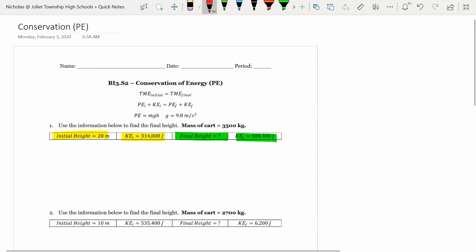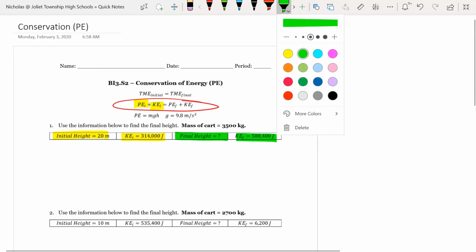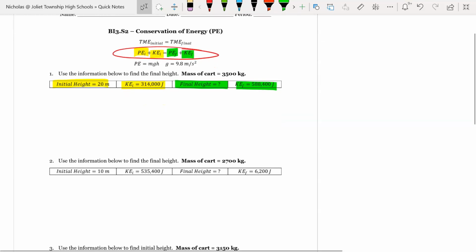kinetic energy. If you look at our equation here, because energy is conserved, if we take the initial potential energy and the initial kinetic energy and add those up, they should be equal to the final potential energy and the final kinetic energy. So with that in mind, let's go ahead and set up the first problem.